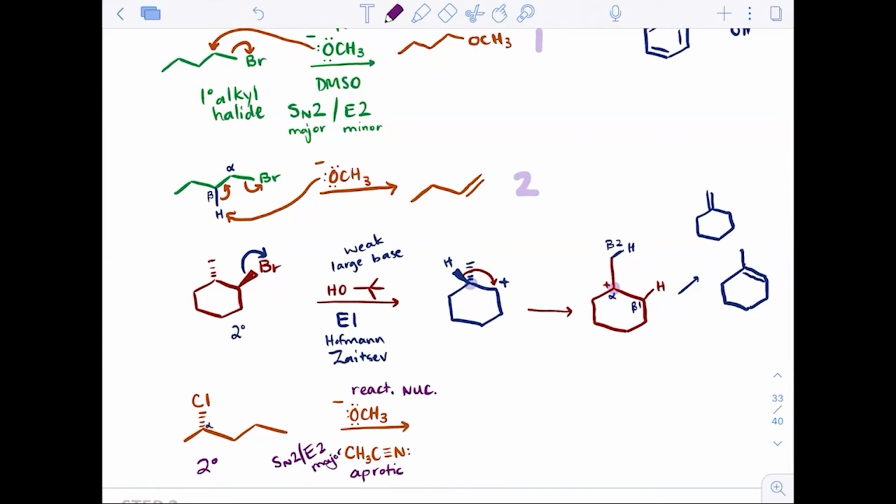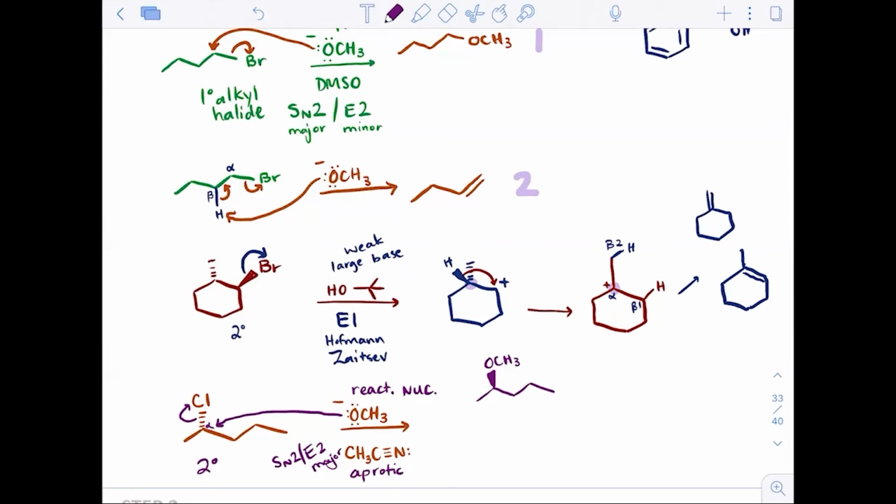So again, I still like to do substitution first. I think it's a little bit more straightforward. So I'll go ahead and do that first, just noting that this is a minor product. The substitution needs to show the backside attack, right? We have stereochemistry. So there's one product from that SN2 reaction, and there will always be one product from SN2 reactions. There's a specific outcome. Backside attack needs to be shown.